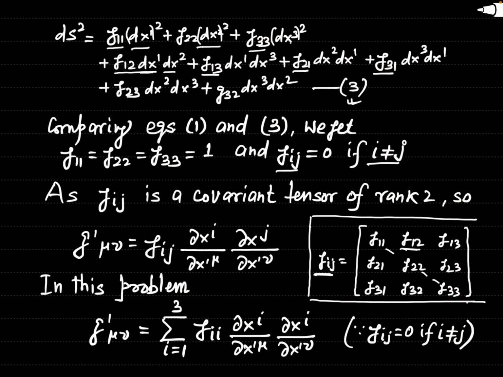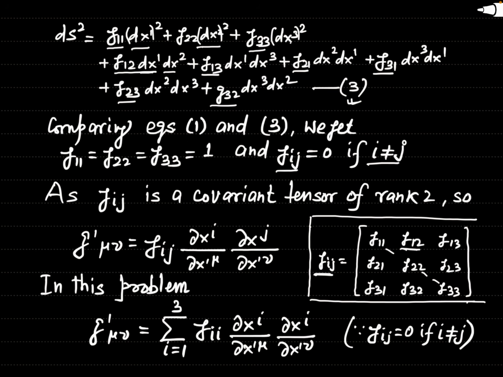And you also know that this is a symmetric tensor. So if G12 is 0, then G21 will also be 0. So all these terms in which i and j are different are 0. It means Gij is 0 when i is not equal to j.